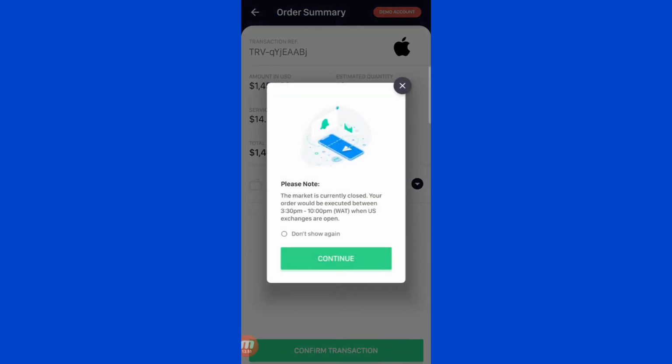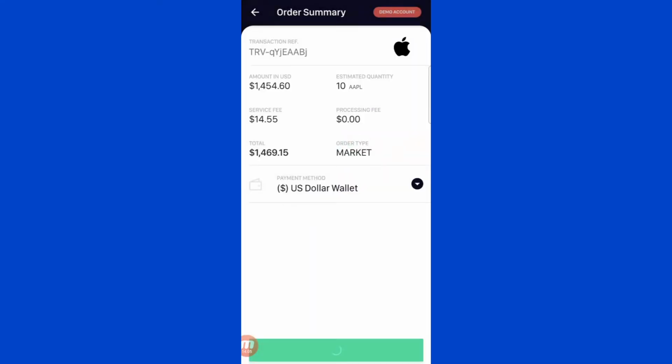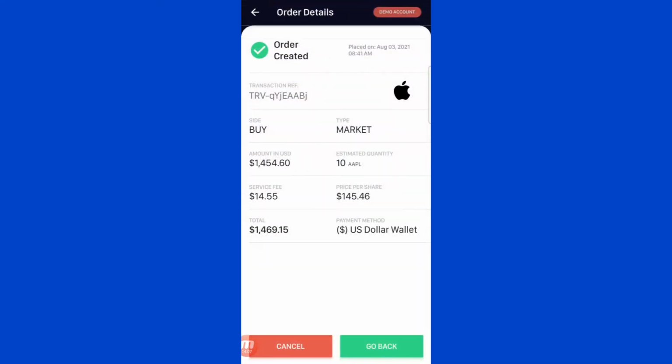So for confirmation here, I'm going to click on it. It's just letting you know that the market is currently closed and the order will be executed between 3:30 p.m. to 10 p.m. West African time, which is when the global market is open. Of course, continue. So I'm just going to wait for that to be executed, right?